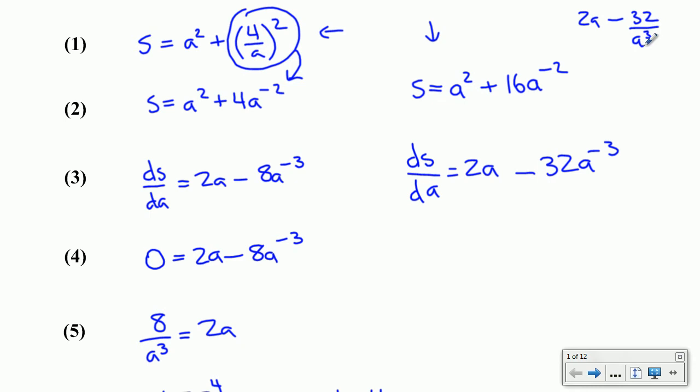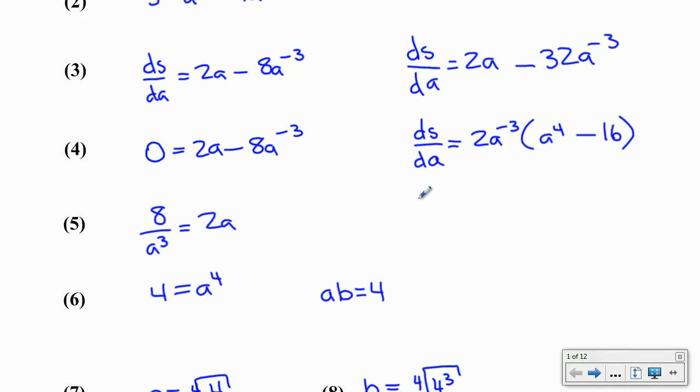So if I wanted to get rid of this term in the denominator, I could factor this out. So I probably should. So let's do that. So ds dA, I am going to factor out a 2a to the minus 3. So that will leave me with a to the 4th. So keep in mind, if I were to redistribute this back in, I should get that back. And then this would be subtract 16. Okay, and we can factor this.